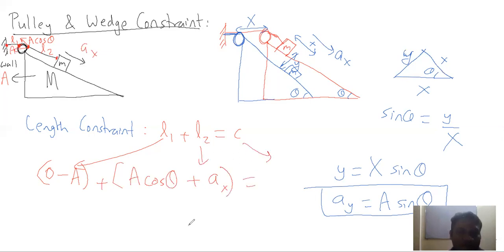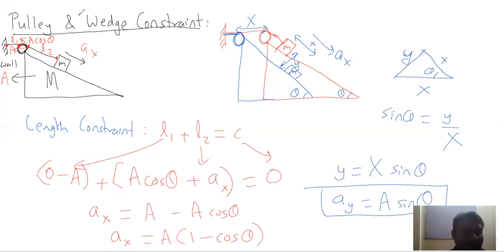Now the derivative of a constant is 0. So from this I can get AX is A minus A cos theta. So AX comes out to be A bracket 1 minus cos theta. This is our final answer: AX is A into 1 minus cos theta. I now hope you are familiar with this idea of wedge and pulley constraint completely. So let us see some examples based on this.